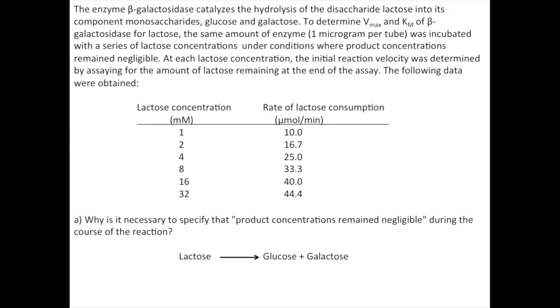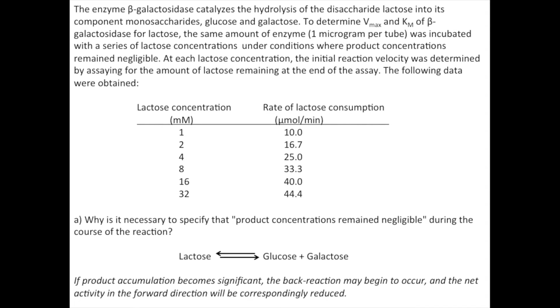In this reaction, lactose is converted to glucose and galactose. The thing is, this reaction, while it goes forward at the beginning when only lactose is present, if enough glucose and galactose build up, the reaction can also go in the reverse direction. So you want to measure the initial rate of the reaction before glucose and galactose have built up. This is because if product accumulation becomes significant, the back reaction may begin to occur, and the net activity in the forward direction will be correspondingly reduced.